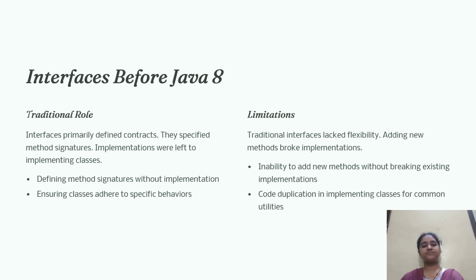Java interfaces before Java 8. The traditional role of an interface is that interfaces primarily defined contracts. They specified method signatures, and implementations were left to implementing classes. Defining method signatures without implementation ensures classes adhere to specific behaviors.